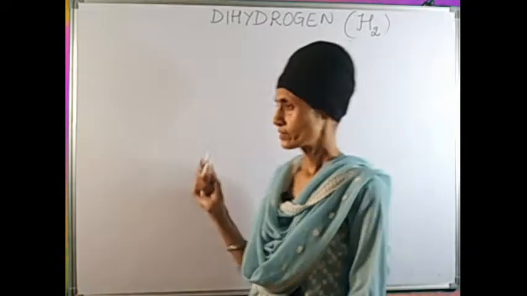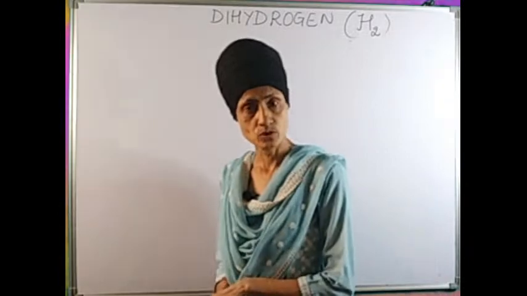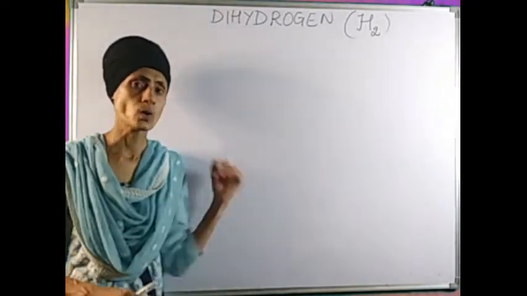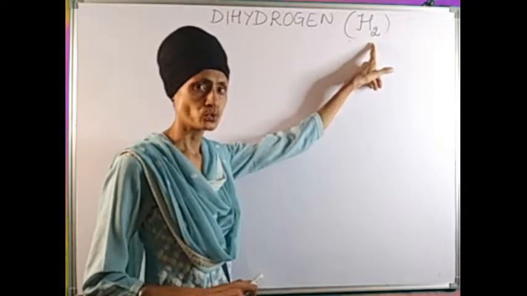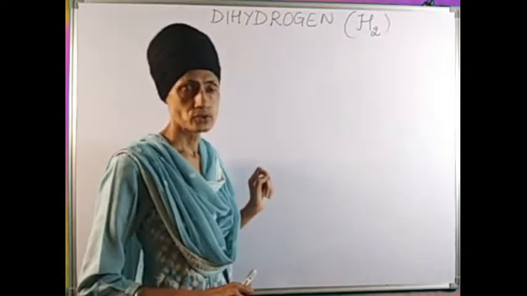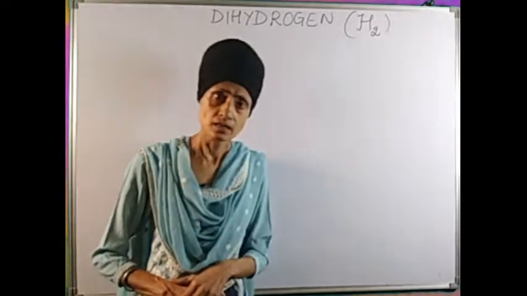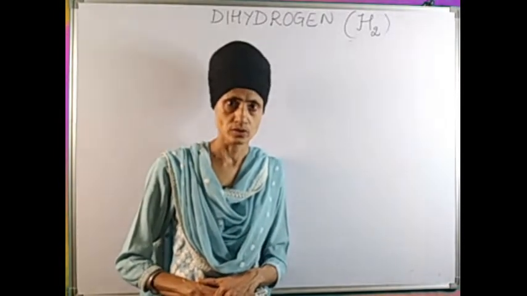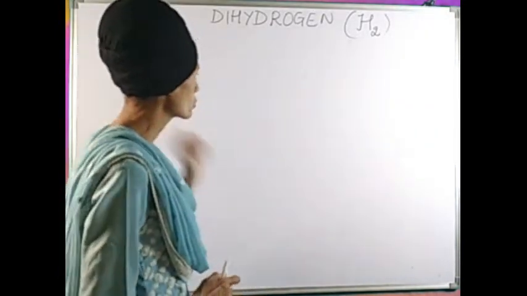Now let us start with the topic dihydrogen. Why the name dihydrogen? Actually, its earlier name was hydrogen. Nowadays it is called dihydrogen. Hydrogen is a very light gas, rather it is the lightest gas, which contains 2 atoms of hydrogen. Atomicity is 2, that is why its name is dihydrogen.